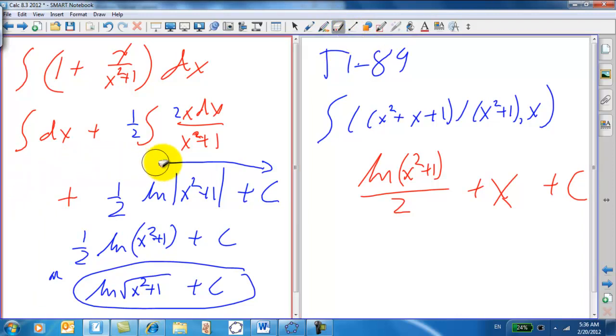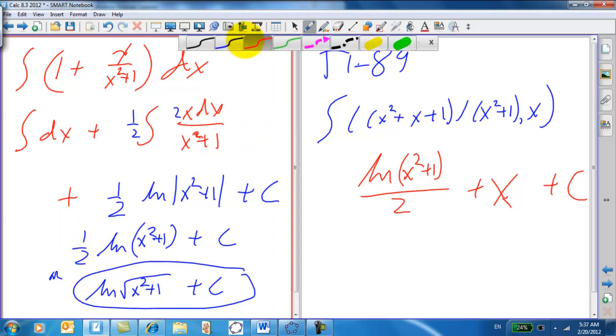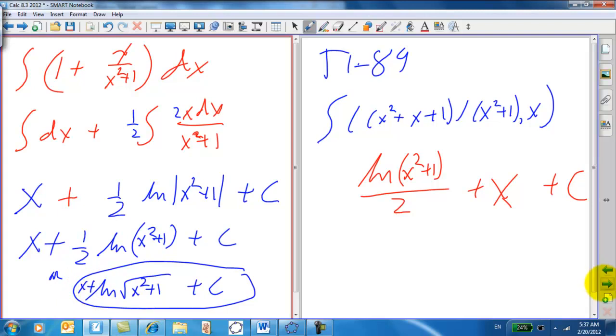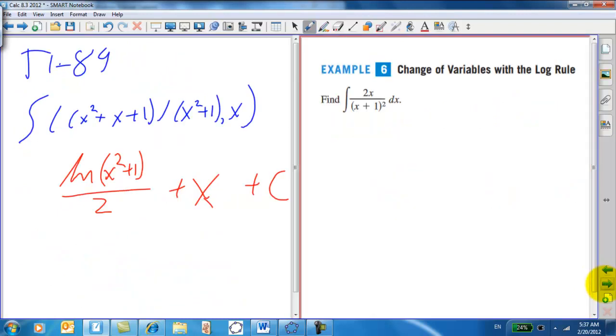So we don't merge that into the constant at all. So we got to make our plus x here all the time. x plus one half the natural log of x squared plus 1. Okay, sorry about that. We found a mistake by checking. Now let's do a little change of variables with the log rule.